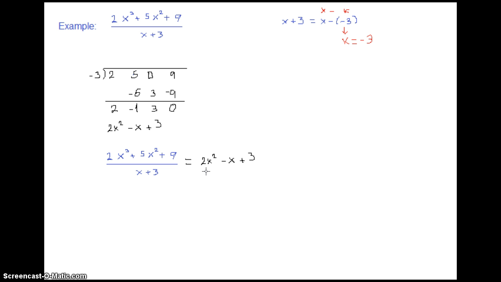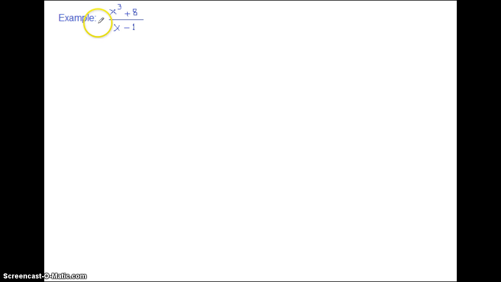Note that we can always check our work. If we multiply 2x to the second minus x plus 3 by x plus 3, we should get the original polynomial. You can try to do this multiplication to make sure this is the correct result. One more example. Divide x to the third plus 8 by x minus 1.